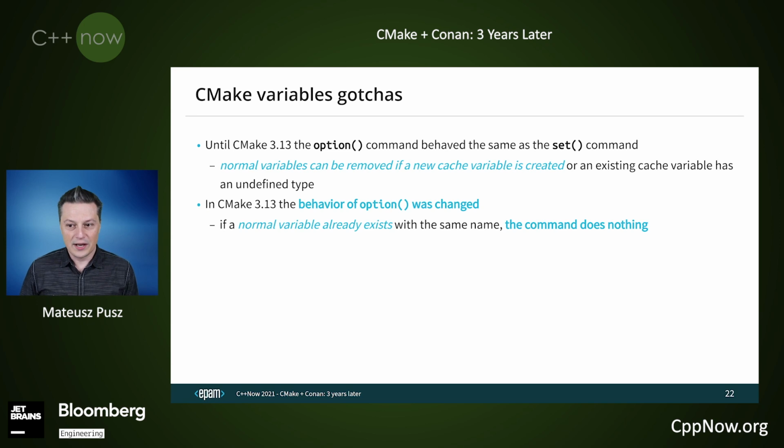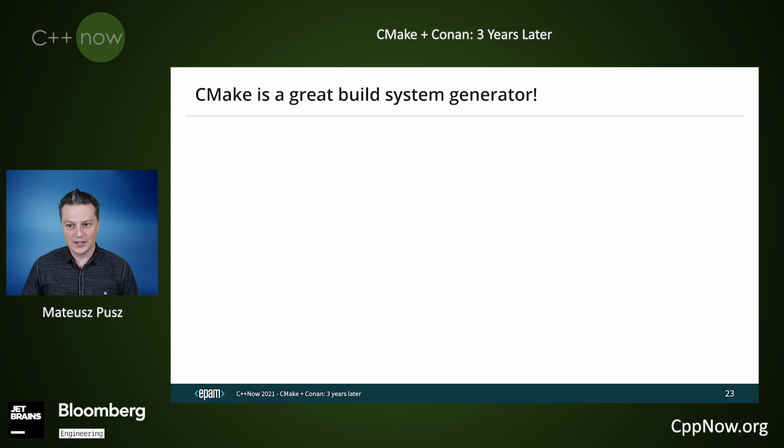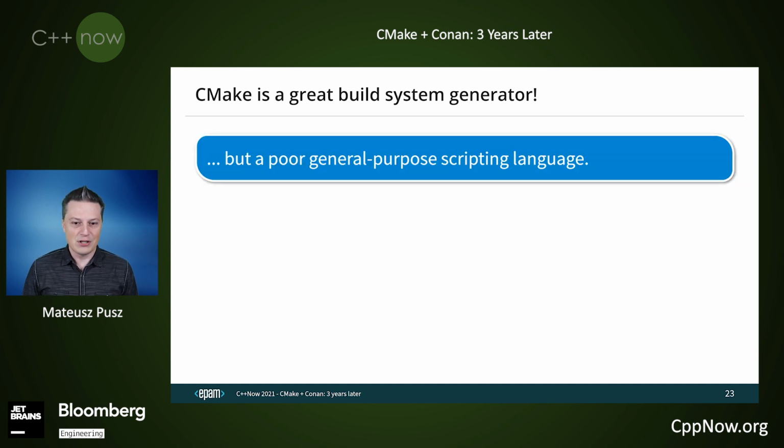So this is why I always say that CMake is a great build system generator, and it really is. This is my opinion and many other experts in the industry, but it's a really general purpose scripting language. As you can see, things that should be easy, we seem to ignore because they are easy.